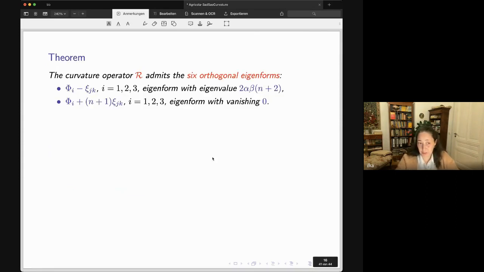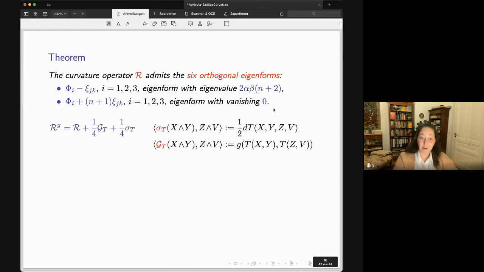And for example, we get results of the following type. The curvature operator admits 6 orthogonal eigenforms, which are things like that, with eigenvalue 2 alpha beta times n plus 2. Here are some eigenforms which have eigenvalue 0, and this 0 is really a pain, to say it frankly, because these zeros destroy strongly positive curvature. That's not so kind of them, but that's how it is.